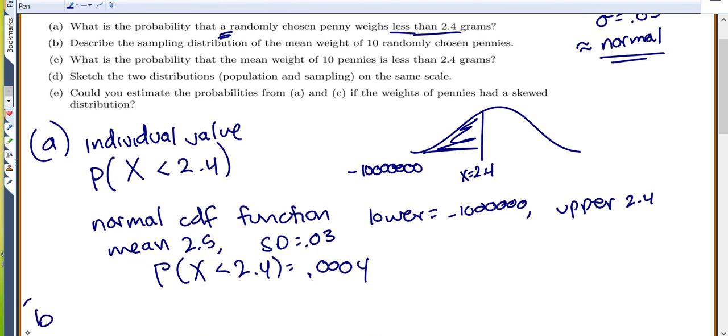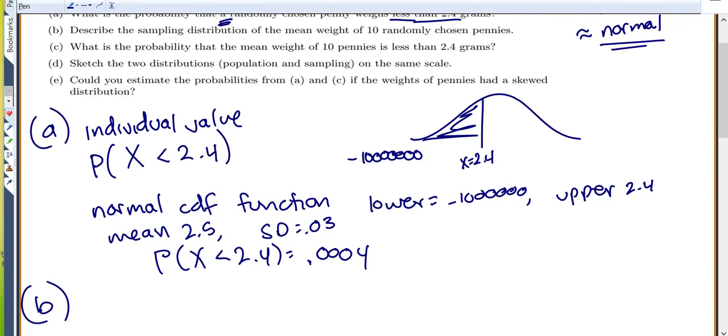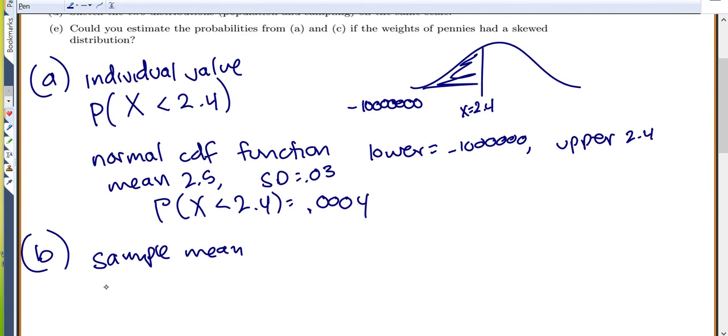Now B says describe the sampling distribution of the mean weight of 10 randomly chosen pennies. So now we're talking about a sample mean. For your distribution, you're going to have three things you're worried about. Your shape: our original distribution was normal, and so that means for any sample size, the sampling distribution of the mean will still be normal because my original distribution was normal.